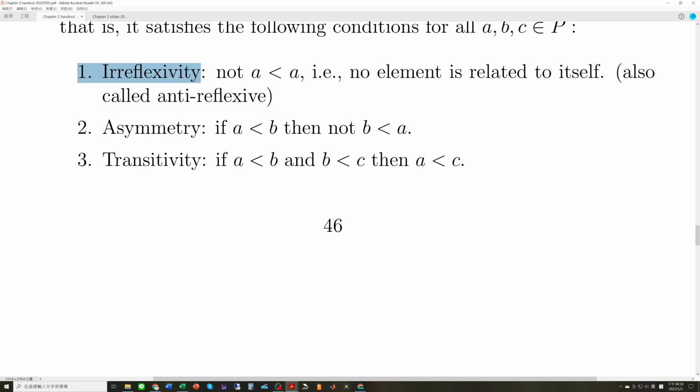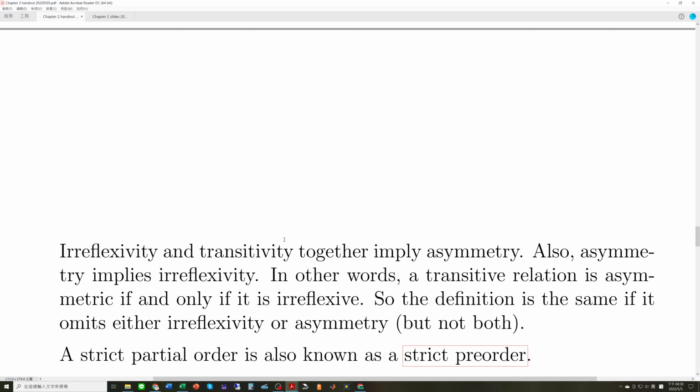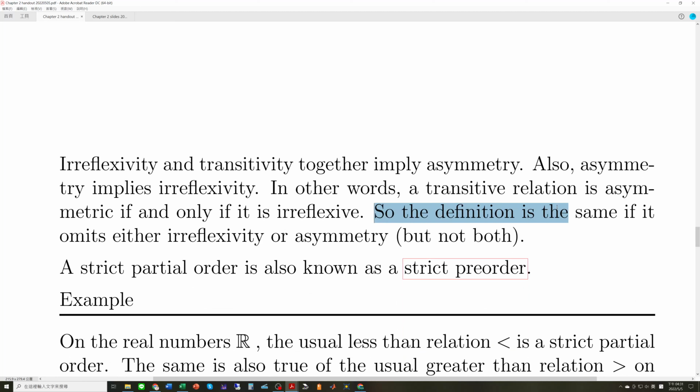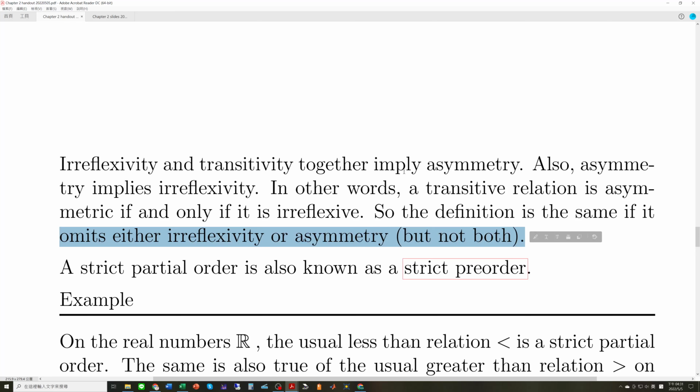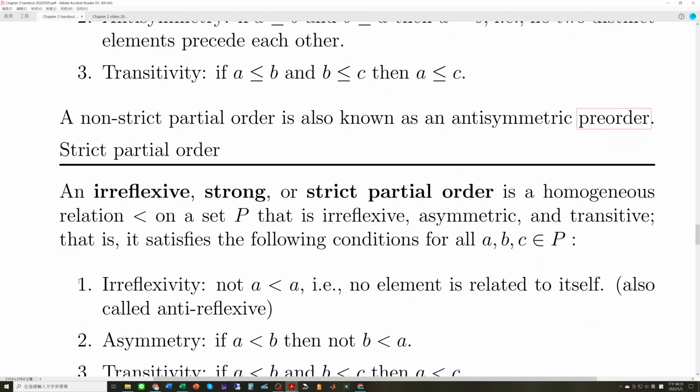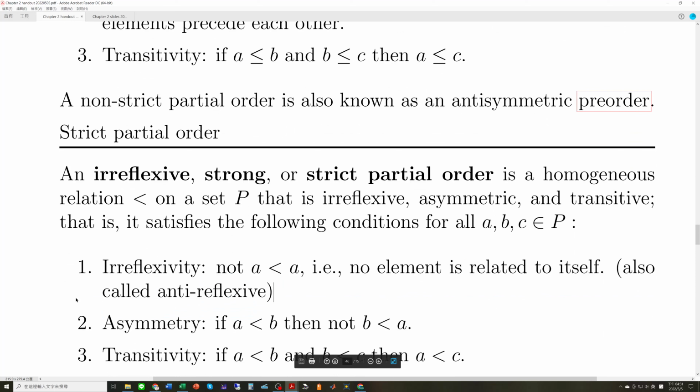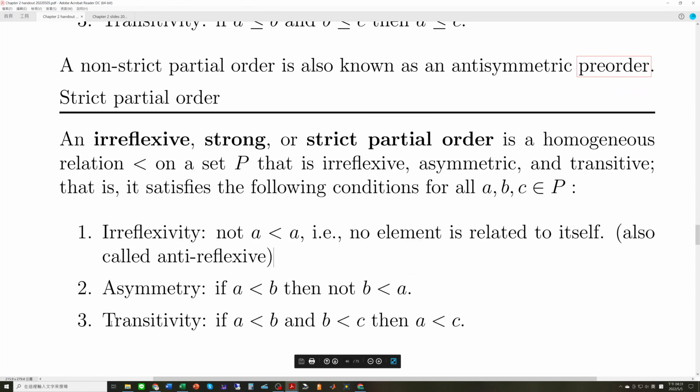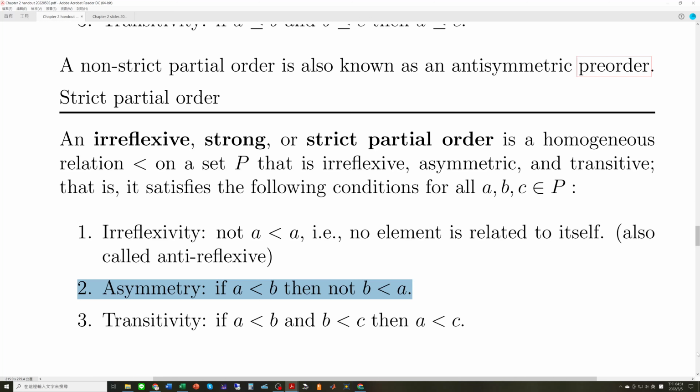Or in other words, condition 1 and condition 2 are necessary and sufficient conditions of each other. So the definition is the same if it omits either irreflexivity or asymmetry, but not both. What does this mean? It means that we can delete condition 1 and the definition remains the same, or we can delete condition 2, only have condition 1 and 3, and the definition will remain the same.